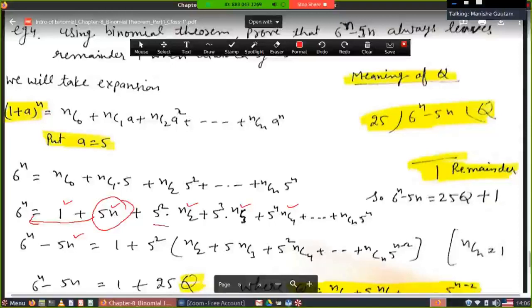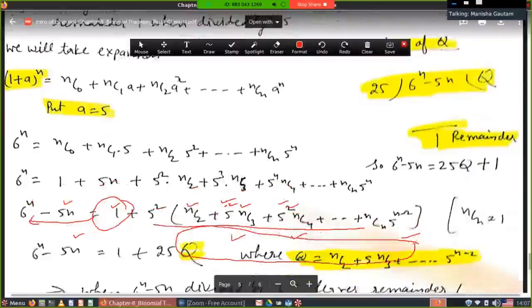You are taking common from all these terms. If you are taking 5 square common, it means you are decreasing the power by 2. So 5 NC2 plus 5 to the power 3, when you are taking 5 square common, it means minus 2, you are getting only power 1. If it is power 4, taking 2 powers common means 5 square is left. Here 5 to the power n minus 2. Now what is this? Assume that this is the quotient.